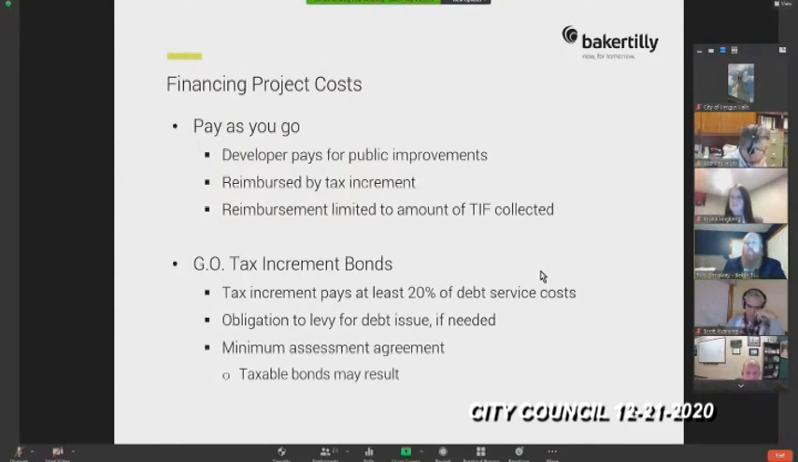All those public improvements today are out of pocket from their own dollars. So when we talk later about the development agreement, we talk about the TIF assistance amount.